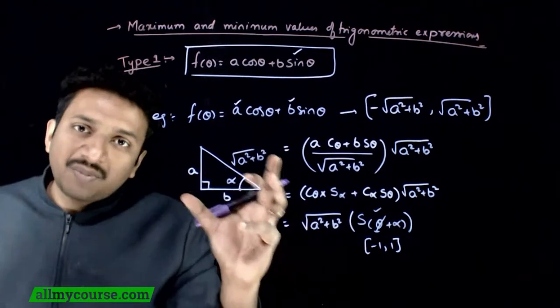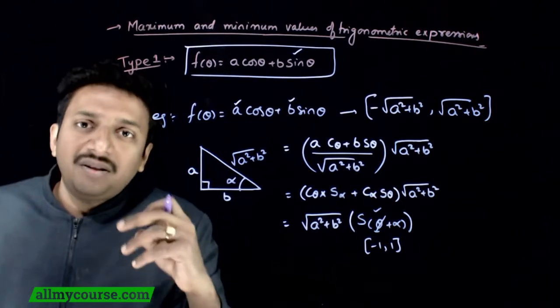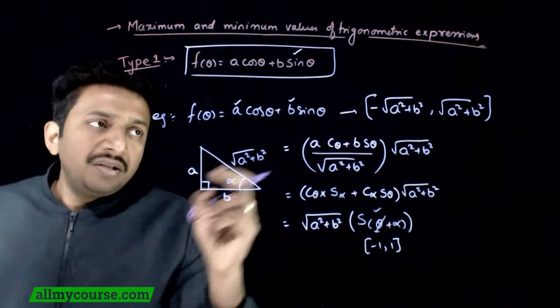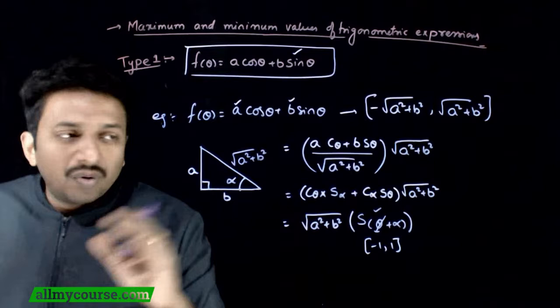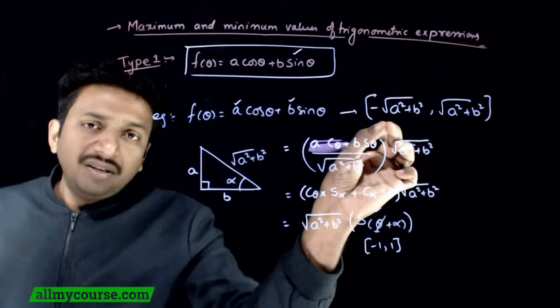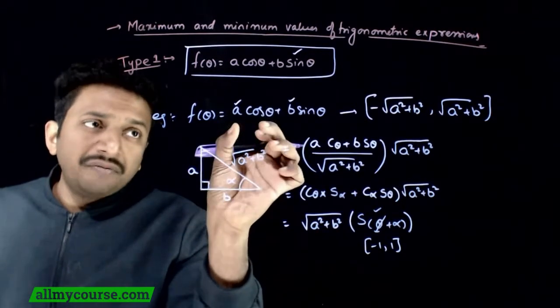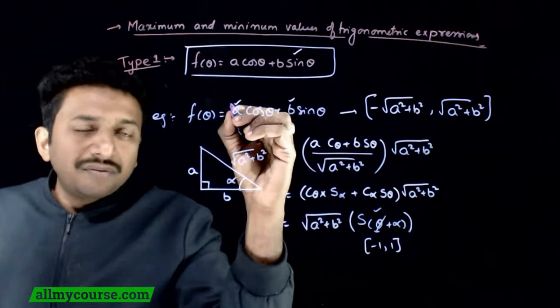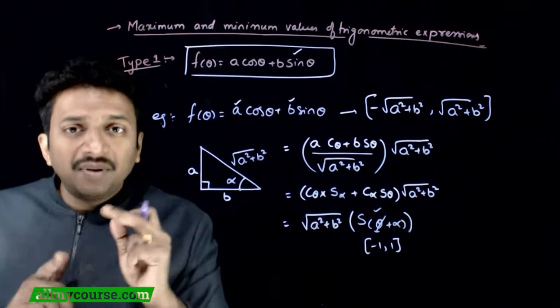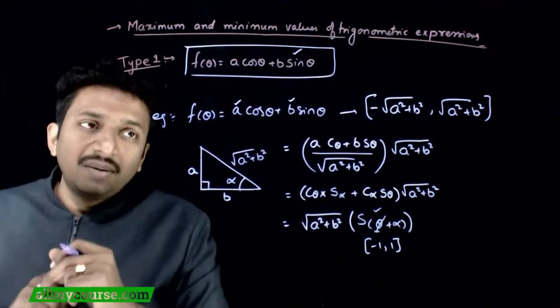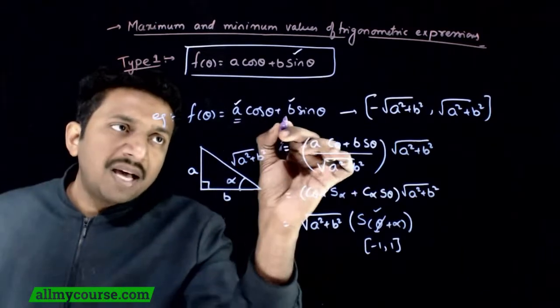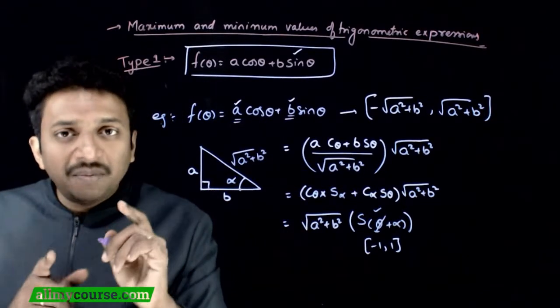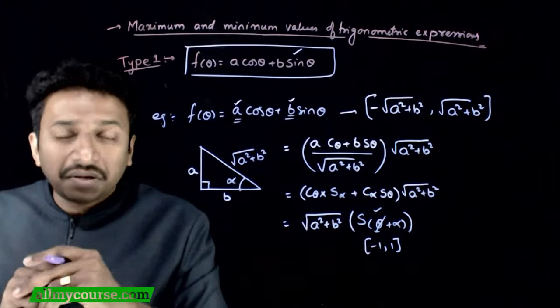So this is a process by which we do. But for competitive examinations, you can directly remember this formula. Once you understand the logic of this, the maximum value of a cos theta plus b sin theta is root of a square plus b square, and the minimum value is minus root of a square plus b square, where a and b are the constants which are being multiplied with sin theta and cos theta.